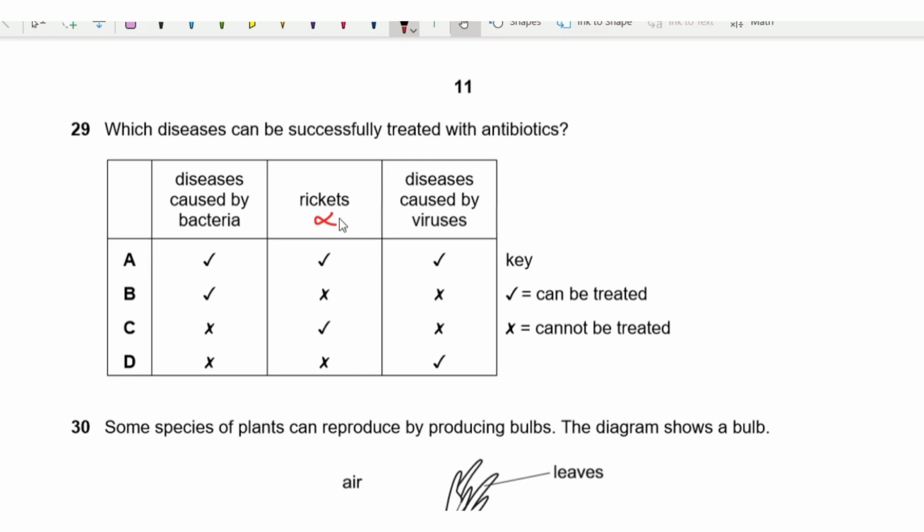It's a result of deficiency of vitamin D, and antibiotics cannot be used for curing viral diseases. So A fails at this point, C fails at this point, and D fails at this point, but option B is the correct answer. Perfectly correct. Then question 30.